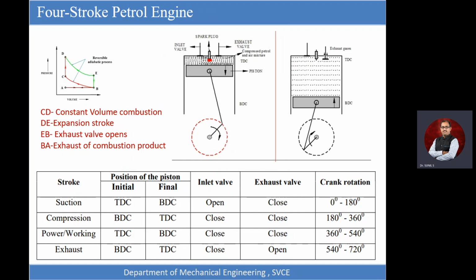Correct. Coming to the third. In the third, what happens? Piston is moving from TDC to BDC again. Both the valves will be closed. 360 to 540. Another 180 degrees it will move. And finally, in the exhaust, BDC to TDC, the piston will move. So once these 4 processes are completed, one cycle will be completed, and you will get the required energy. This is about 4-stroke petrol engine working.